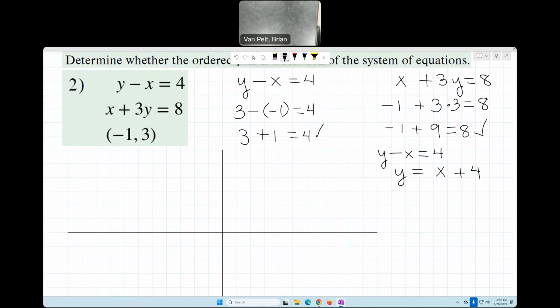What's the slope of this line, by the way? 1. Technically there's a 1 on it. After that, when we work the second one, x plus 3y equals 8, I'll solve it here. I'll subtract x from each side, and then I'll divide by 3.